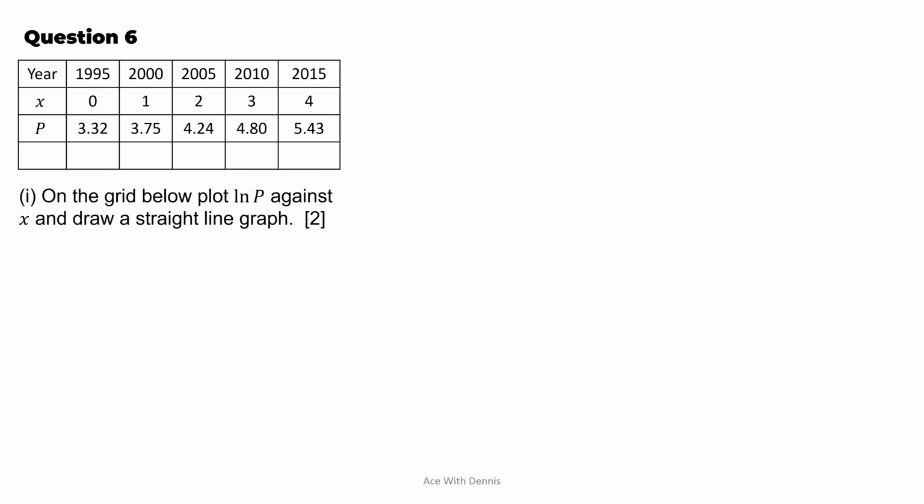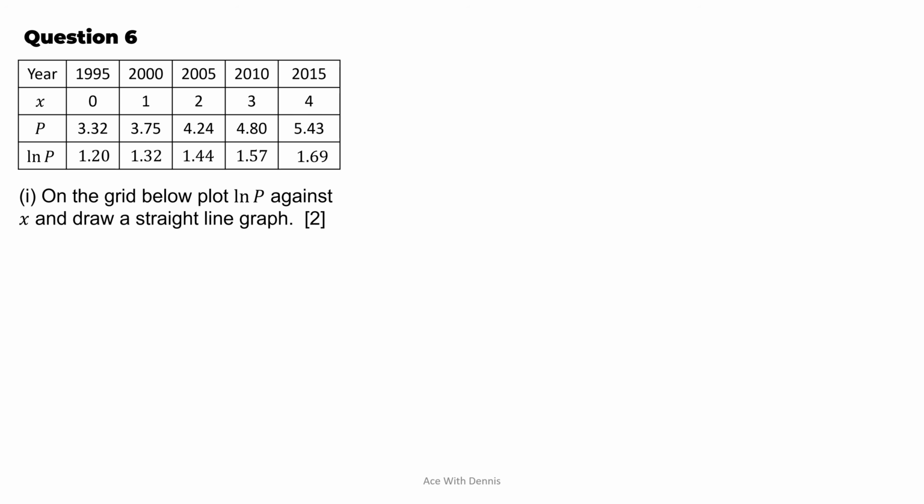Now let's look at the first part of the question. On the grid below, plot ln P against x and draw a straight line graph. 2 marks. Right, so first we want to find the value of ln P, as we are given the value of P. So ln P for the first value 3.32, we get 1.20. Then we continue to find the rest of ln P. The second one, ln 3.75, we get 1.32. The next ones we get 1.44, 1.57, and 1.69.